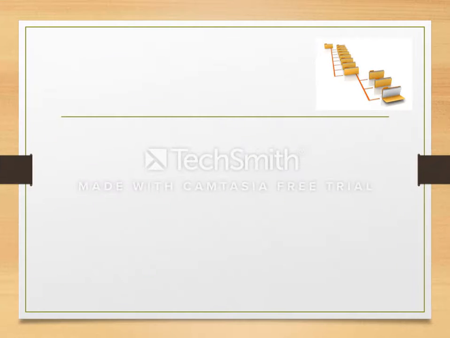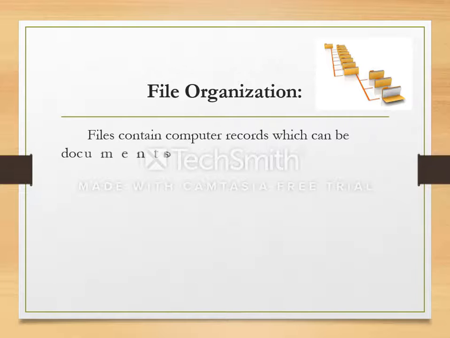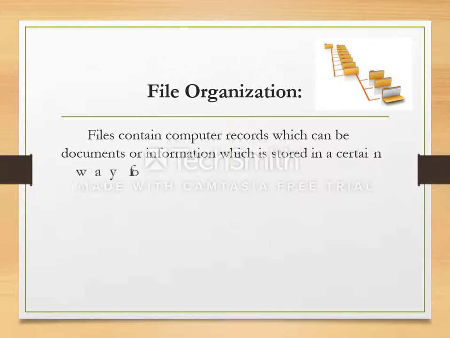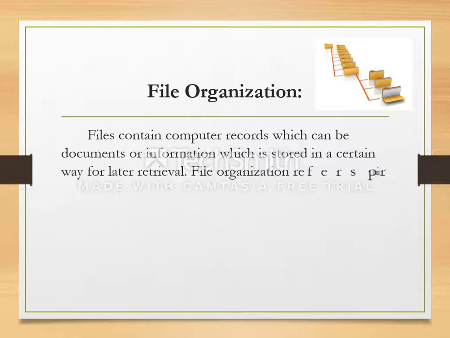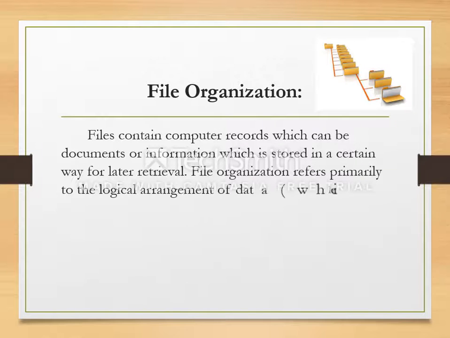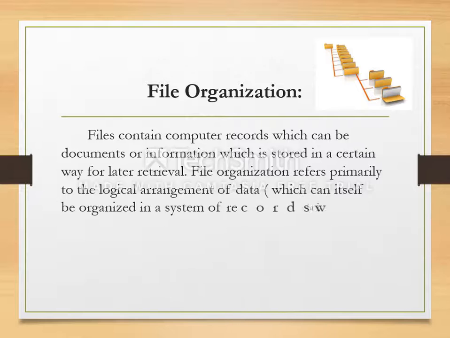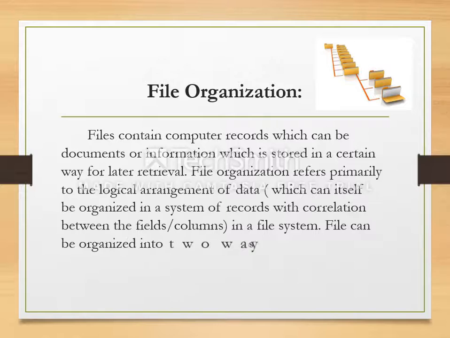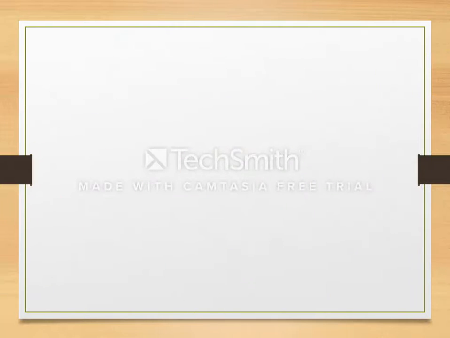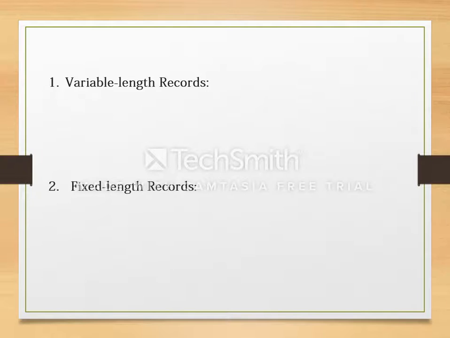Now we will see what file organization is. Files contain computer records which can be documents or information which is stored in a certain way for later retrieval. File organization refers primarily to the logical arrangement of data which can itself be organized in a system of records with correlation between the fields or columns in a file system. Files can be organized in two ways as follows. First, variable length records. Second, fixed length records.